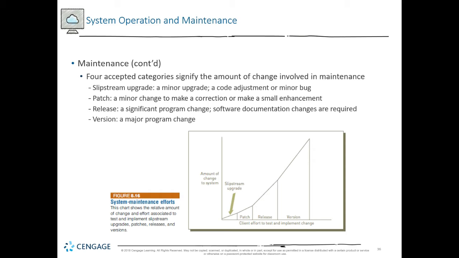Systems operation and maintenance. Maintenance, continued. Four categories signify the amount of change involved in the maintenance. Slipstream upgrade: a minor upgrade, a code adjustment, or a minor bug fix. A patch: a minor change to make a correction or a small enhancement. Release: a significant program change; software documentation changes are required. Version: a major programming change.